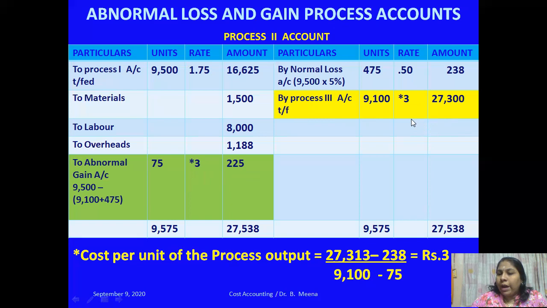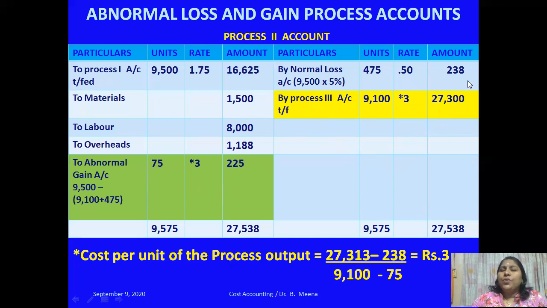If I knew the rate, then only I came to know what is the amount, right? So for calculating the rate per ton for the output as well as for abnormal gain, I need to do the rough calculation of the debit side totaling. How to do that? 625 plus 1,500 plus 8,000 plus 1,188. That gives you 27,313, right?